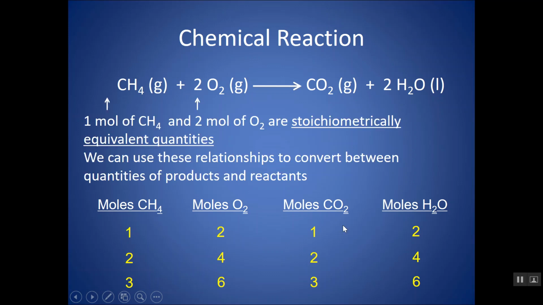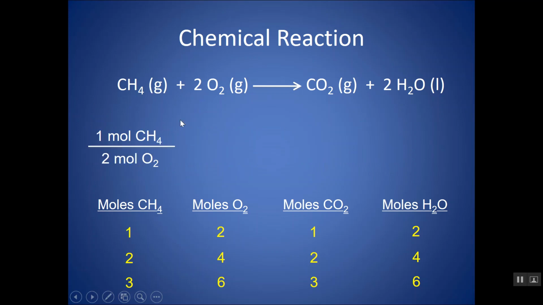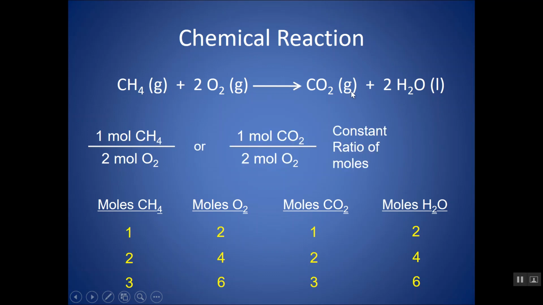We can actually say that 1 mole of CH4 and 2 moles of O2 are called stoichiometrically equivalent quantities, and we can use these to actually convert between different substances in a chemical reaction. We can make what we call conversion factors. So I could say 1 mole of CH4 would always react with 2 moles of O2. These are stoichiometrically equivalent quantities, so we can make a conversion factor out of them. And this would allow us to convert between moles of O2 and moles of CH4, or moles of CH4 and moles of CO2, or moles of CO2 and moles of O2.